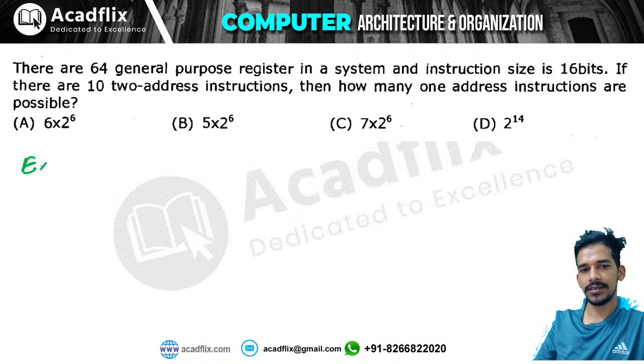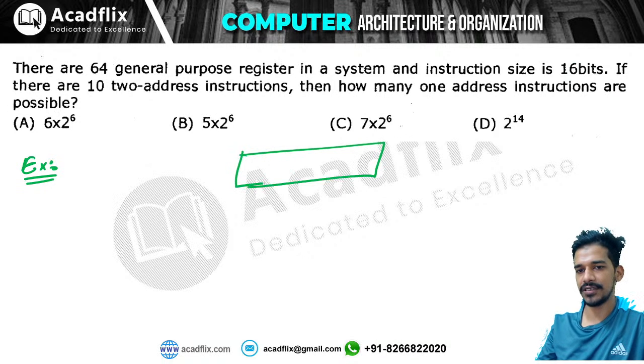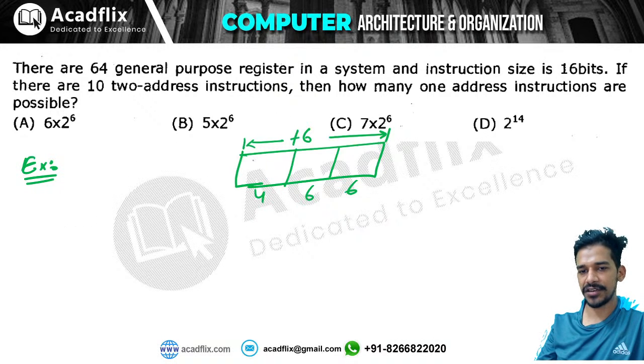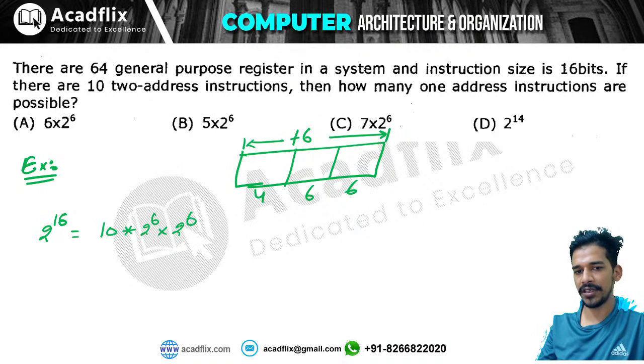Okay, so the next question is, there are 64 general purpose registers in a system and the instruction size is 16 bits. Okay, we have a 16-bit instruction, and if there are 10 two address instructions, then how many one address instructions are possible? Okay, so a 6-bit address will be there and a 4-bit opcode will be there. So you can directly do it: if the instruction is of 16 bits, the total number of combinations possible is 2 to the power 16. Out of these combinations, 10 combinations are used for the two address instructions. Okay, in a two address instruction you will have two addresses, each address is of 6 bits, right?